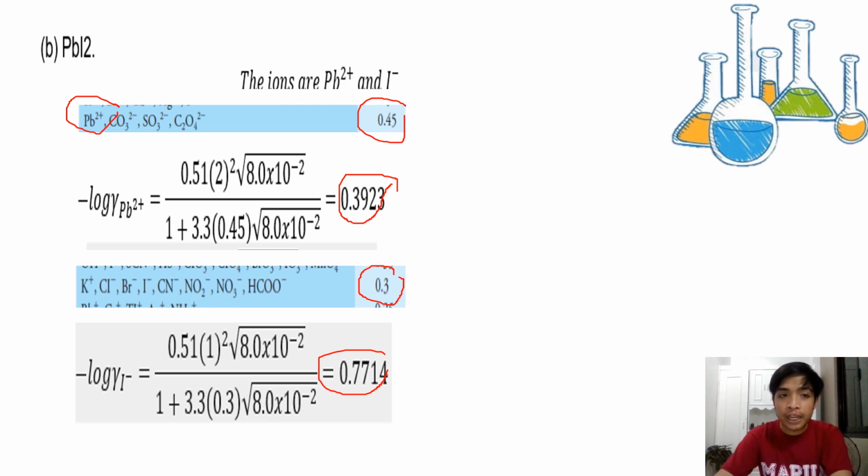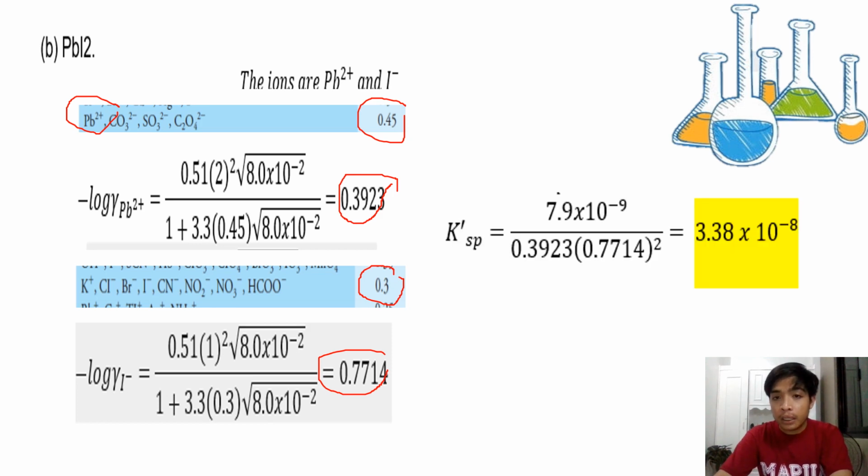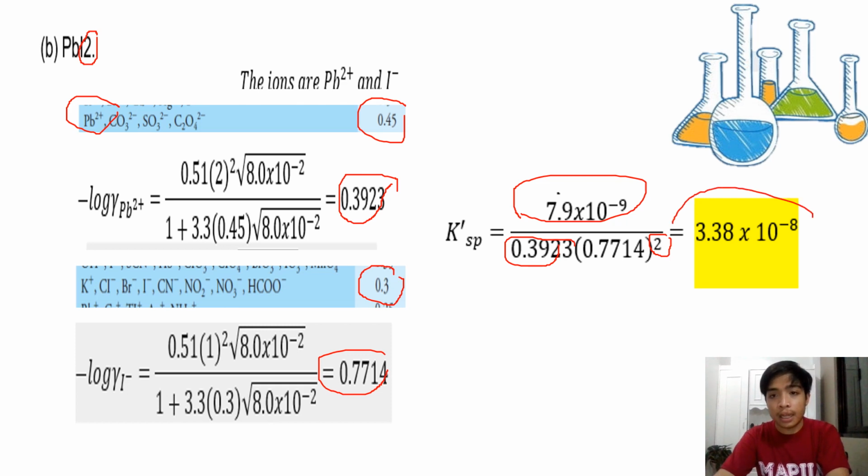So to determine the KSP prime, the KSP for this solution is 7.9 times 10 to the negative 9. So 7.9 times 10 to the negative 9 all over the activity coefficients of the ions, which are 0.3923 multiplied by 0.7714 squared. It is squared because of this coefficient. It equals 3.38 times 10 to the negative 8. This is the KSP prime, or the concentration solubility product constant, of the lead iodide.